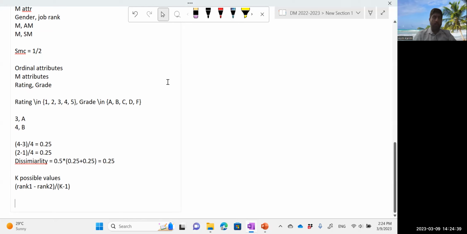Okay. So far, we have talked about observations or objects that are described by attributes of the same type. They were either all numeric, all binary, all ordinal. So now what about if you have attributes that are of mixed type?